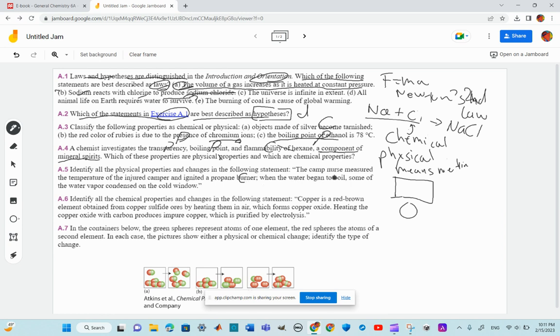When the water begins boiling, which is physical, some of the water vapor condenses into snow, which is physical. And then this is also physical, and this is actually physical. And then you have an ignition. So when you ignite it, it turns to chemical. When he's just measuring it, it's fine. But igniting a propane tank is chemical.